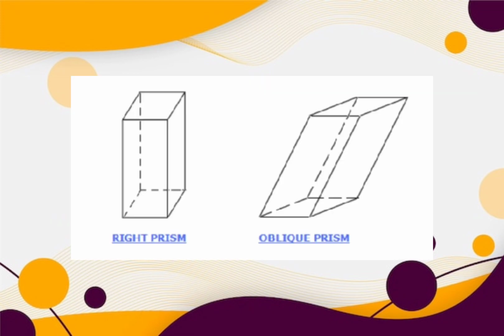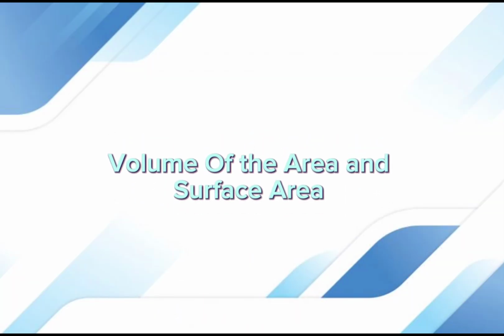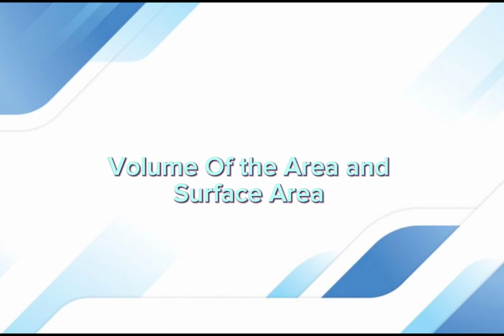A right prism has its two flat ends perfectly aligned, while an oblique prism has its two flat ends tilted. If we project it equally from all sides, we get a prism, but if we do not project it equally, we do not get a prism. Volume and surface area.